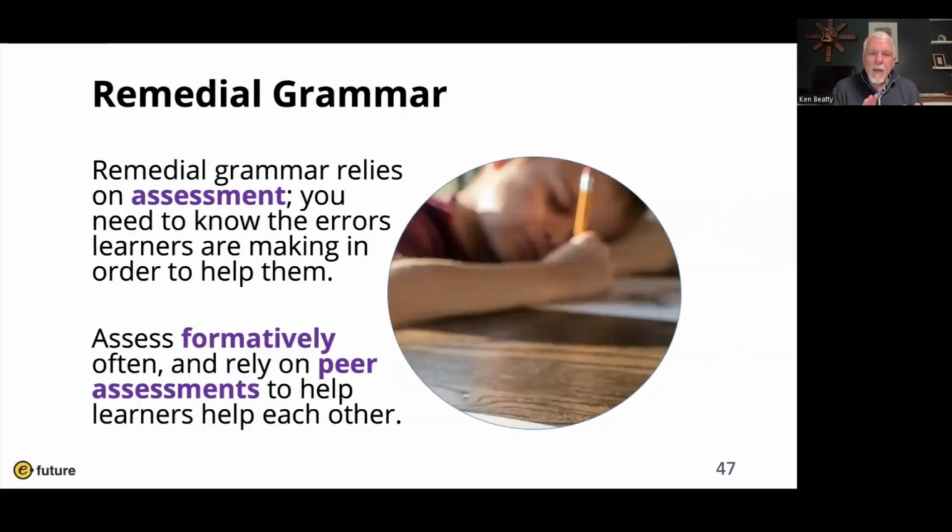So with remedial grammar, it relies on assessment. So you have to know what the student is having trouble with and not. So again, you need to know the errors. Remember, mistakes and errors. Mistakes, once in a while, you know that it's a mistake yourself. Errors, when it's repeated. Okay, so assess formatively. So we have summative and formative assessment. Summative is the assessment that you do at the end to decide, can they graduate? Can they go to the next level? Can they advance? Something like that.